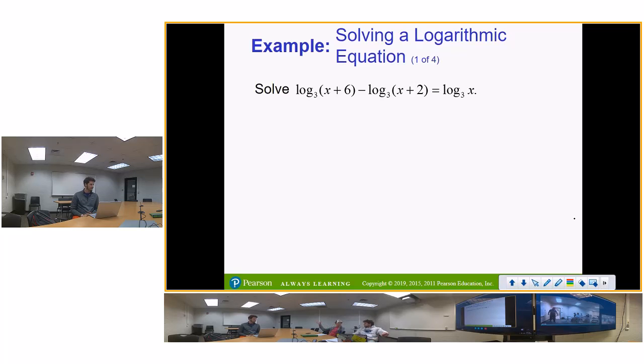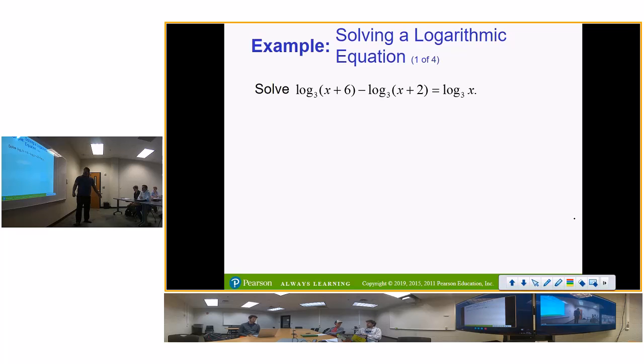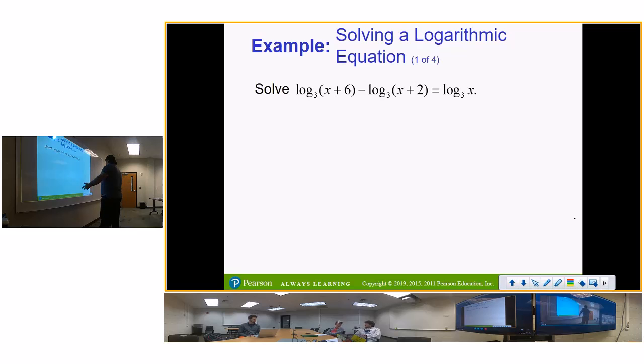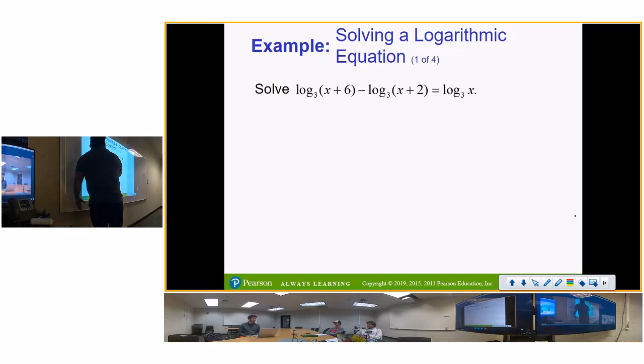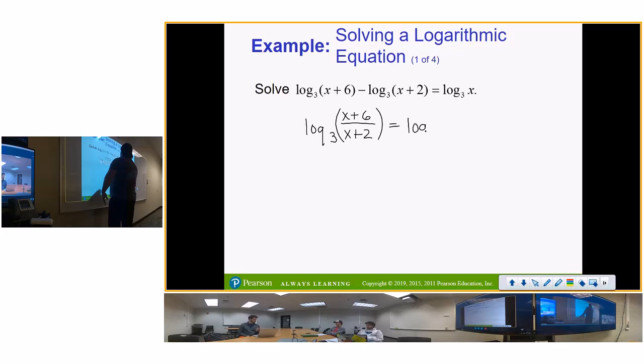So, what do we do? I would rewrite. When you have a minus symbol right there and the same basis, like you said, what do you do? Divide. So we're going to take our handy dandy quotient rule and we're going to reverse it. And it's going to be log base 3 of (x plus 6) divided by what? X plus 2. And that's equal to log base 3 of x.